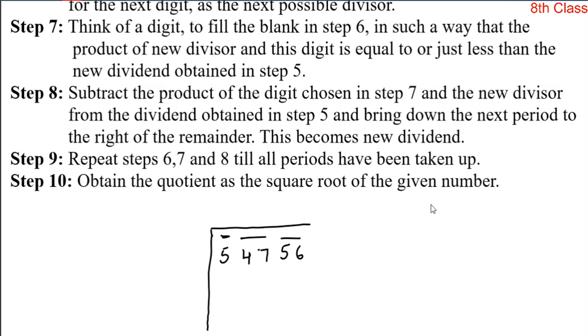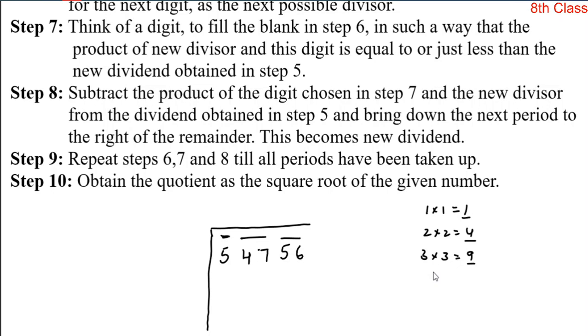For example, let's take 1 into 1. 1 is the first square number. 2 into 2 is equal to 4. 4 is the second square number. 3 into 3 is equal to 9. So 9 is the third square number.